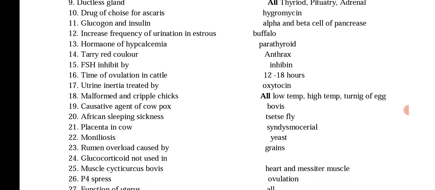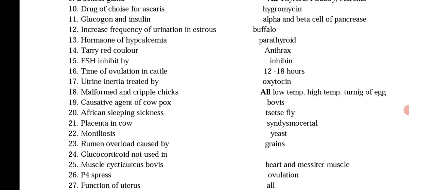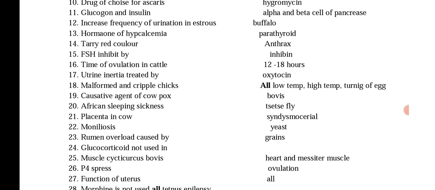Drug of choice for ascariasis or Ascaris infection is hygromycin. Glucagon and insulin are secreted from the pancreas: glucagon from alpha cells and insulin from beta cells of islets of Langerhans. Increased frequency of urination in estrus is seen in buffalo. It is also a sign of estrus in buffalo.